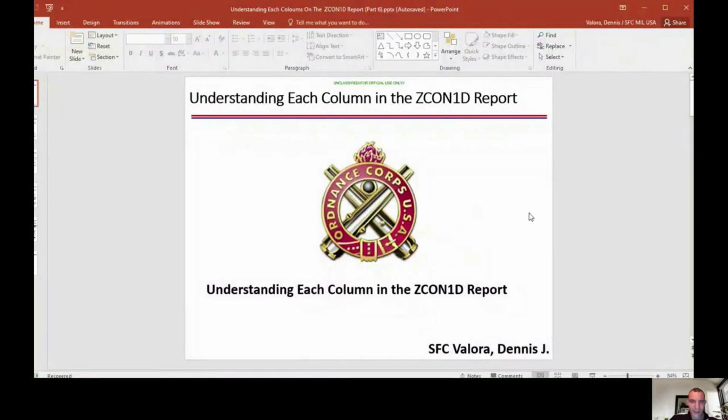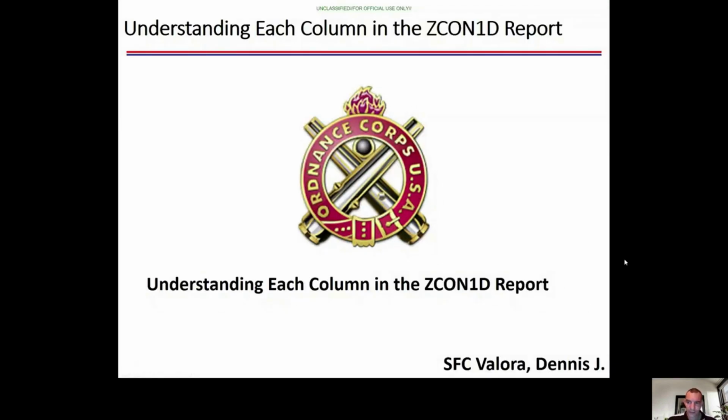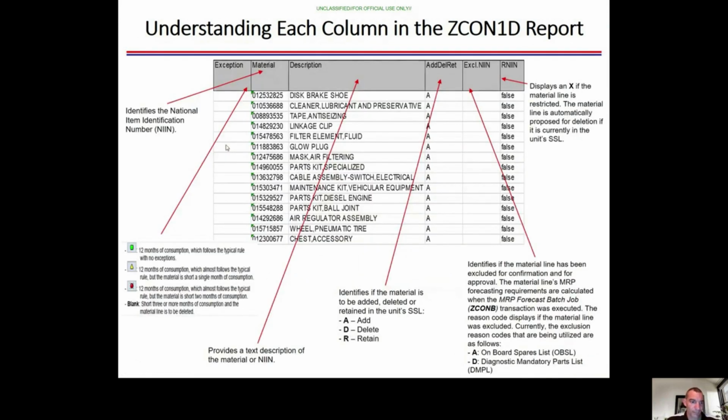So the last two videos covered understanding the columns and the headers, right? So this is building into actually doing our analysis workbook. So I think it's important we understand what the columns mean before we actually go into it. All right, so like I said, this is understanding each column in the ZCOM 1 Delta report.